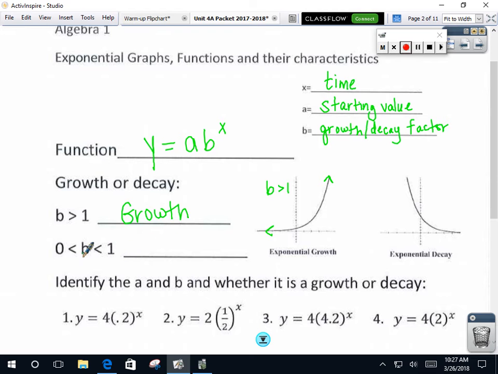If the b value, which is the number raised to the x, is between 0 and 1, so like greater than 0 but less than 1, that's known as a decay. And it would look like this graph that goes down from left to right.